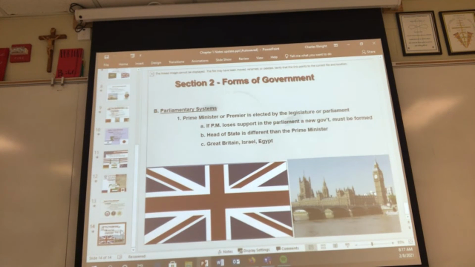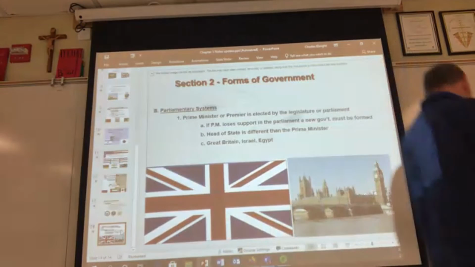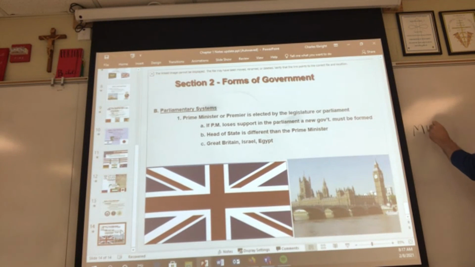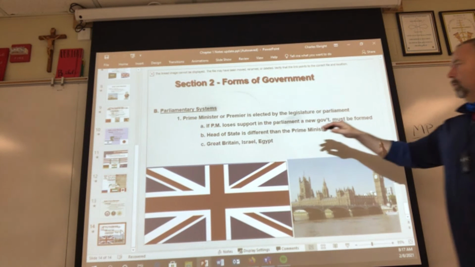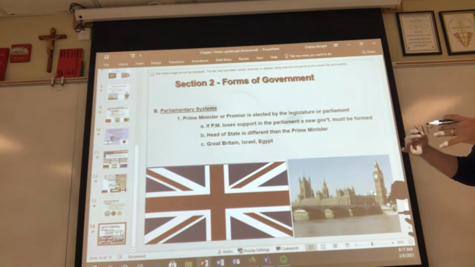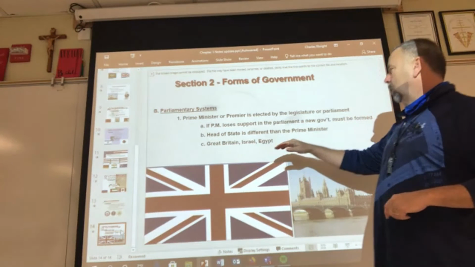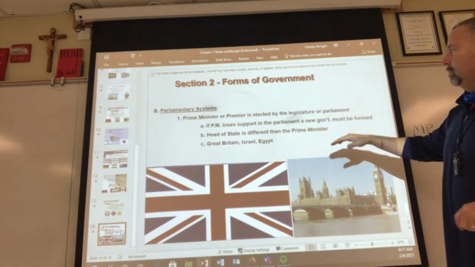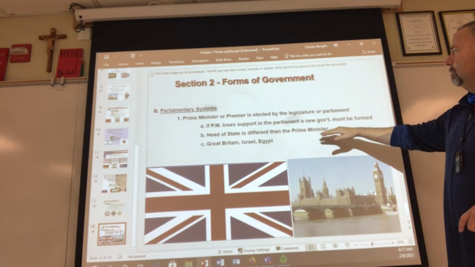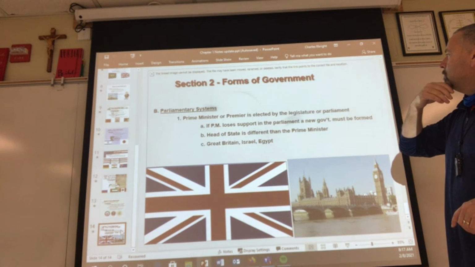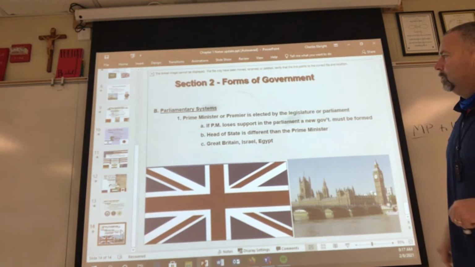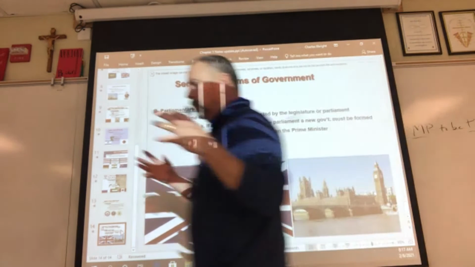Okay, parliamentary systems, the executive and the legislature are together. So remember, that's when I said you must be an MP to be the PM. You have to be a member of parliament to become prime minister. They are connected, okay? And then just stuff that we've already talked about, right? So the head of state is different than the prime minister, who's the chief executive. They're elected by the parliament. So those two branches are connected.